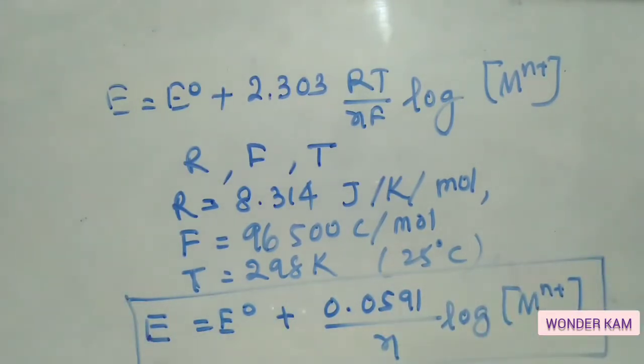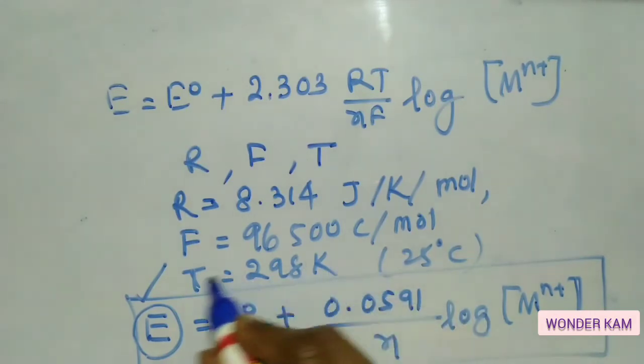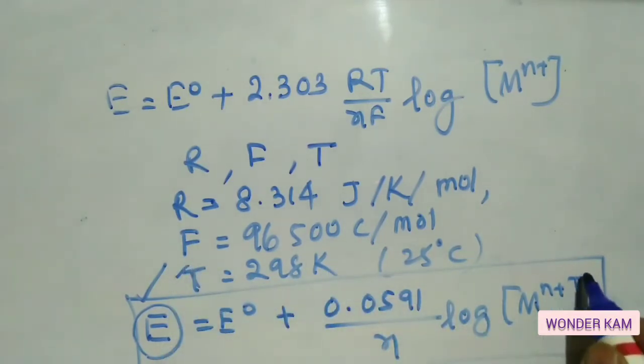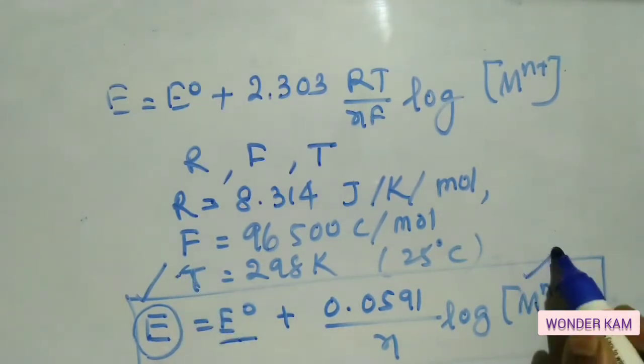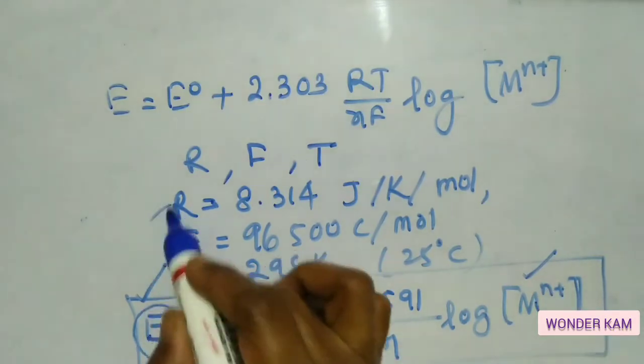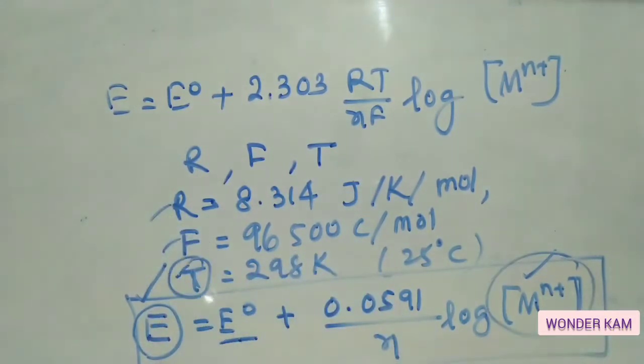So this is the equation where we can find the electrode potential at any temperature and any ionic concentration, not in the standard state. We will use the standard electrode potential here and we can find out the electrode potential of that electrode. So this equation shows that the electrode potential depends on temperature as well as the concentration of the ionic species, where these are the constant terms.